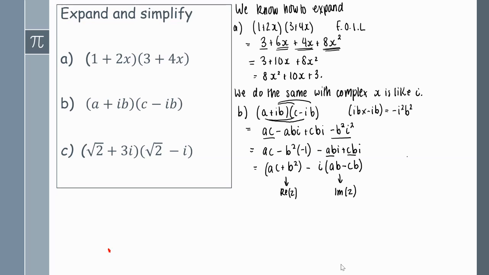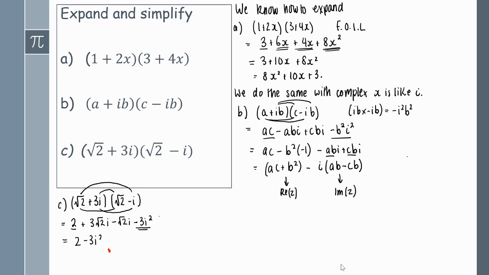Let's try it with actual numbers here. If I have the square root of 2 plus 3i times the square root of 2 minus i, again expand like usual. Root 2 times root 2 will just be 2. 3i times root 2, that will be 3 root 2 i, with the numbers in front of the i. Minus i times root 2, that's minus root 2 i. And then 3i times minus i, that will be minus 3, i times i will be i squared.